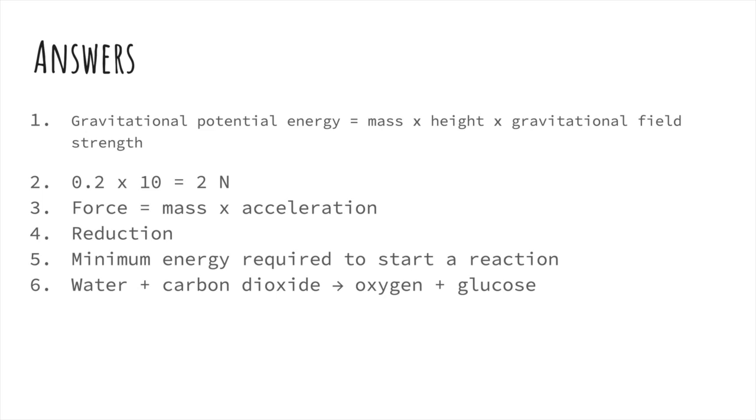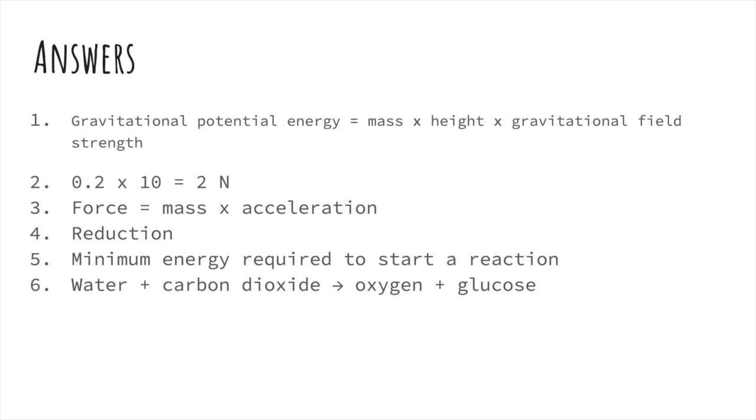So gravitational potential energy is dependent on the mass, the height and the gravitational field strength, which is gravity. Your mug was on Earth, so that gravitational field strength is 10. 0.2 kilograms times by 10 is 2 newtons. Weight is measured in newtons in this way. Force is mass times acceleration.